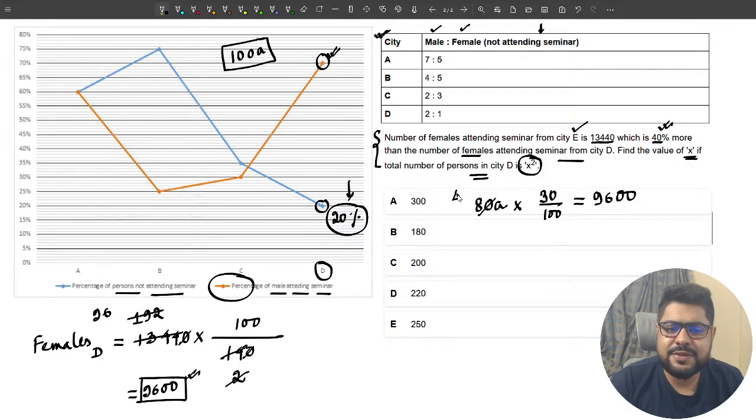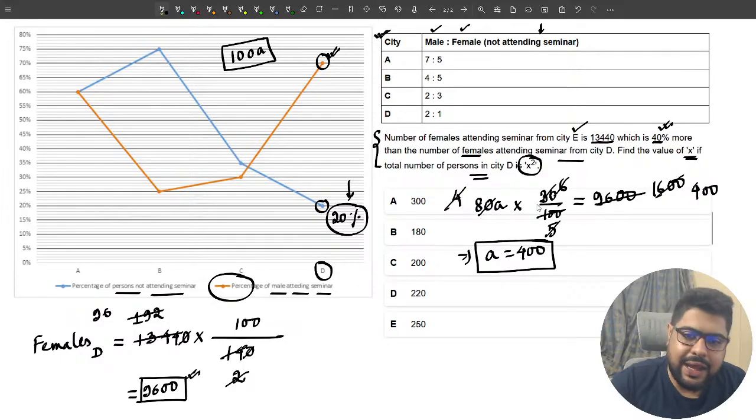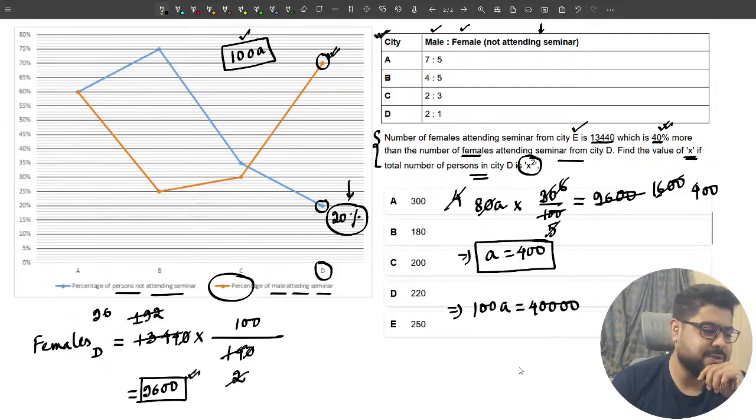Calculate it. This is 4 times, this is 5 times. 6 16s are this. So 4 4s are this, and the value of A is 400. They are not asking the value of A. The number of persons in the city is 100A, so the value of 100A will be 400 and 2 zeros, 40,000.